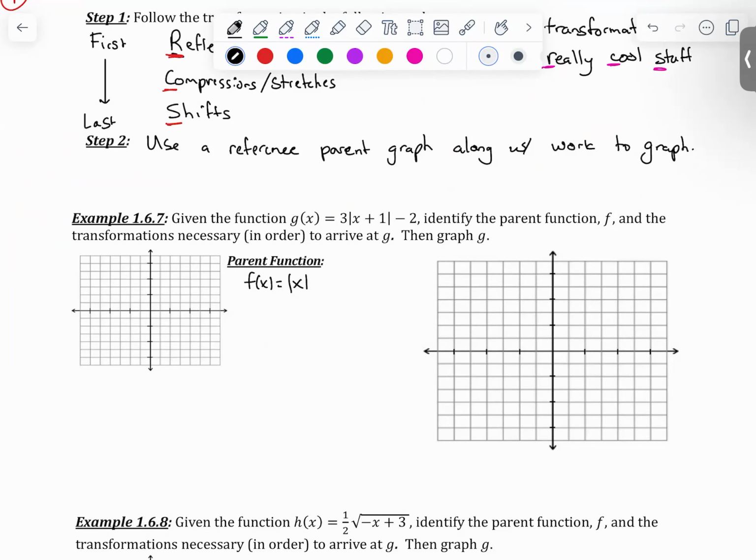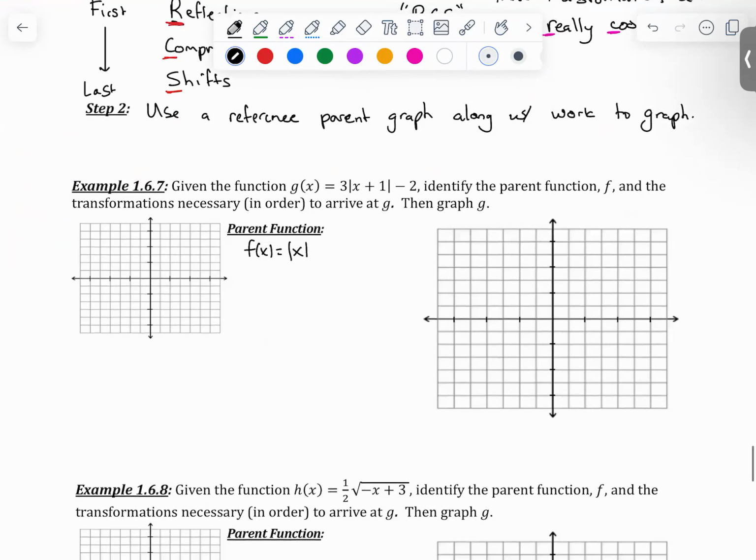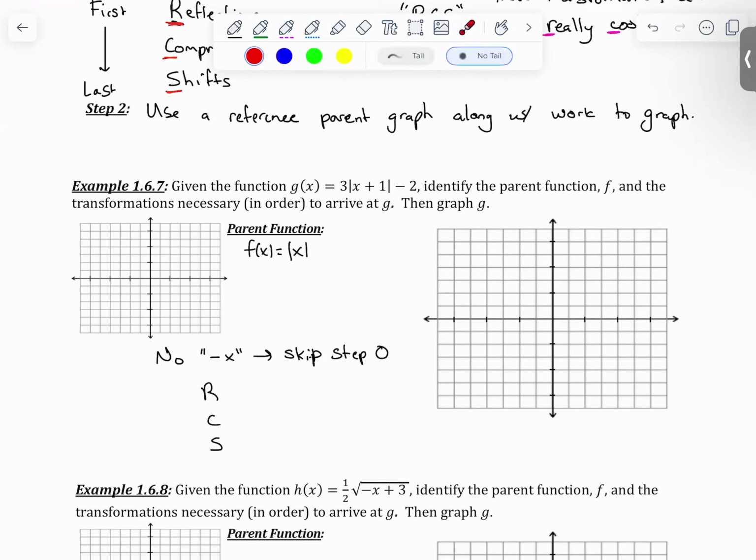We could draw the graph of it first if we wanted to, but I'm going to work on this first. For g, there's no negative x, so we're going to skip step 0 and just move on to R, C, and S. Reflections are negative signs on the inside or the outside, which there are none. There's no negative sign here, no negative sign here. So there are no reflections.